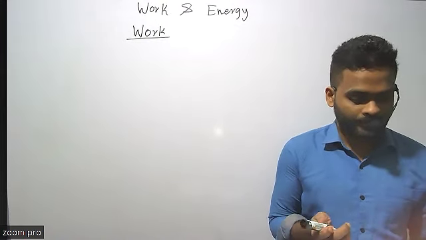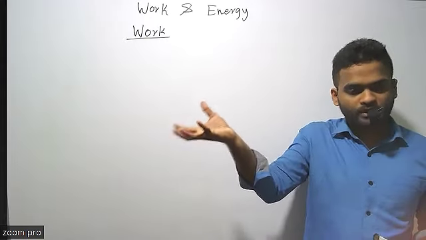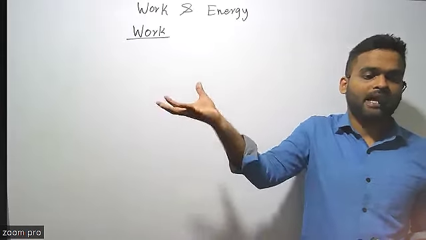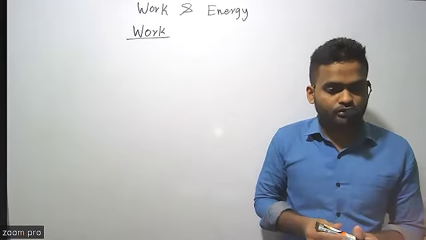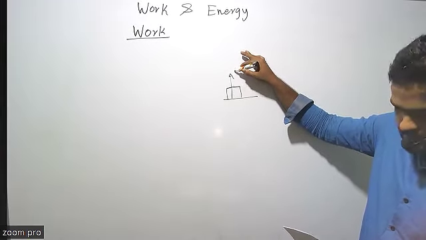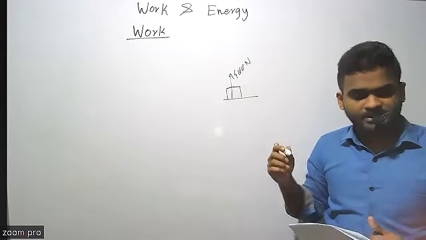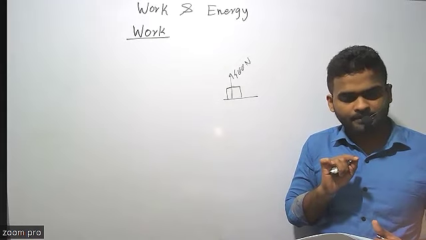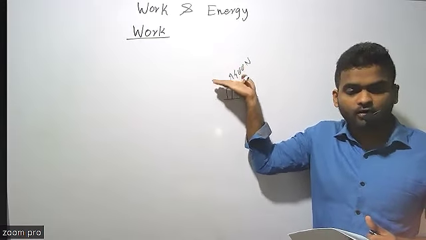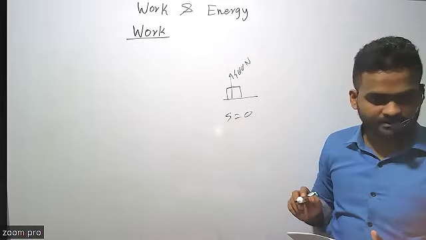So what do they say? A 50 kilogram mass is held at a 2-meter height. You are just holding the mass. They are not saying that you are lifting up the mass. So what should be the force that you have to apply? You have to apply 500 Newton of force upwards. What's the displacement? Displacement is not 2 meters, because you are just holding that one. There's no movement of the force. So displacement is 0 in that case. So what is the work?